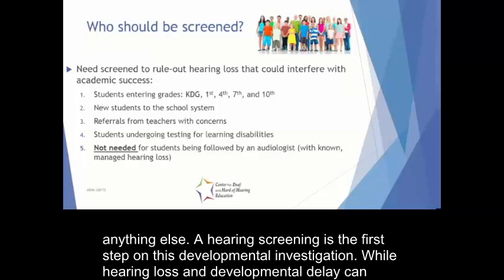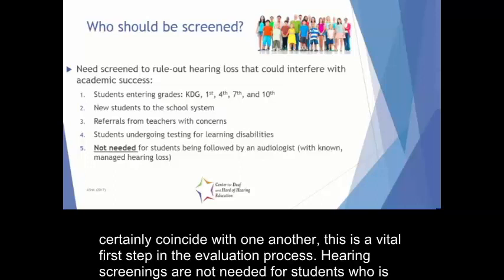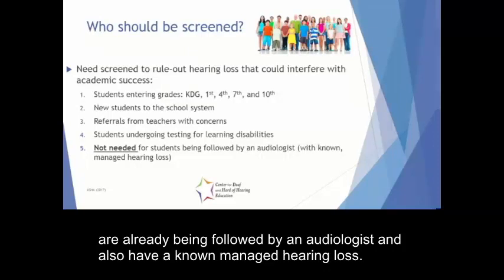A hearing screening is the first step in this developmental investigation. While hearing loss and developmental delay can certainly coincide with one another, this is a vital first step in the evaluation process. Hearing screenings are not needed for students who are already being followed by an audiologist and already have a known managed hearing loss.